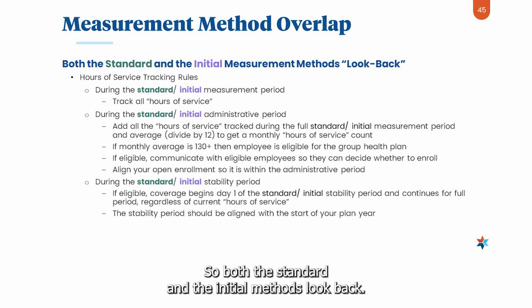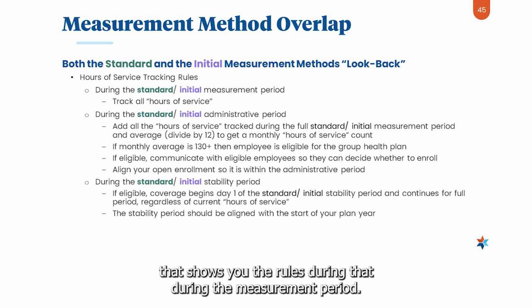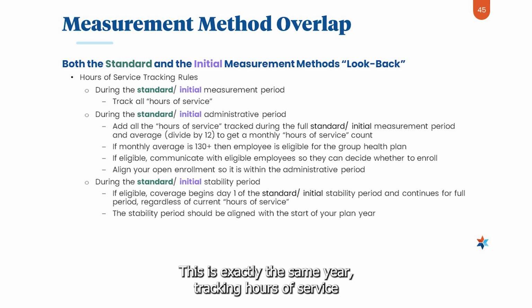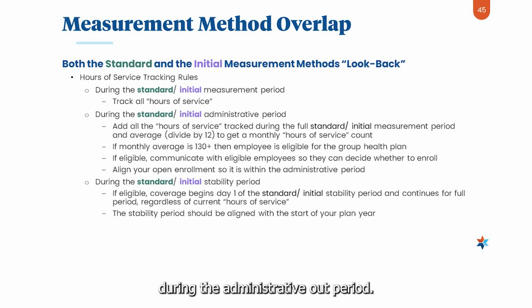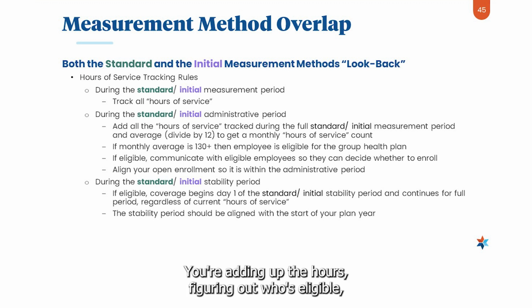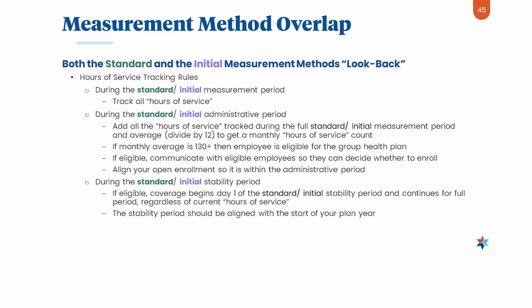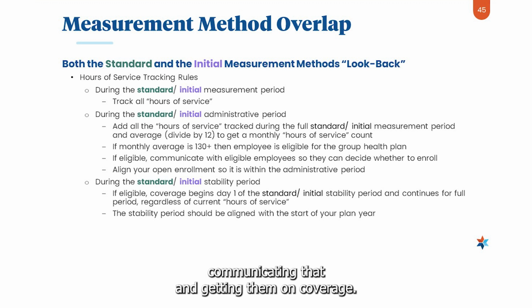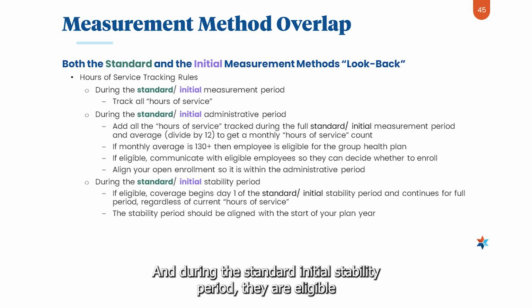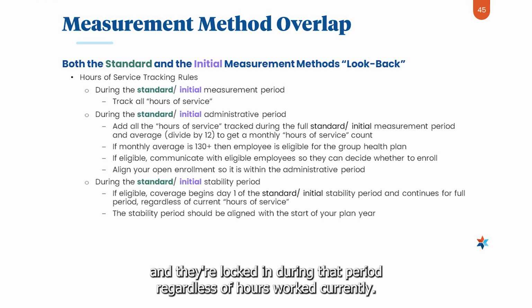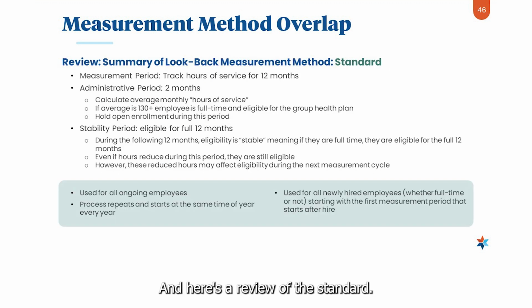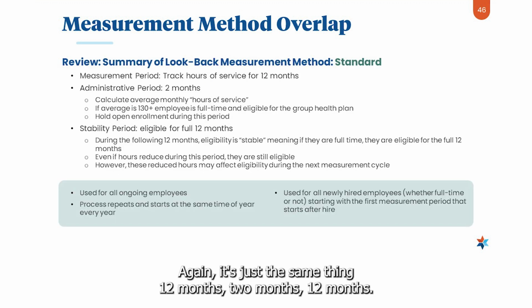So both the standard and the initial methods look back. I've got a slide here that shows you the rules during the measurement period. This is exactly the same. You're tracking hours of service. During the administrative period, you're adding up the hours, figuring out who's eligible, communicating that, and getting them on coverage. And during the stability period, they are eligible and they're locked in during that period, regardless of hours currently worked. And here's a review of the standard again. It's just the same thing, 12 months, 2 months, 12 months.